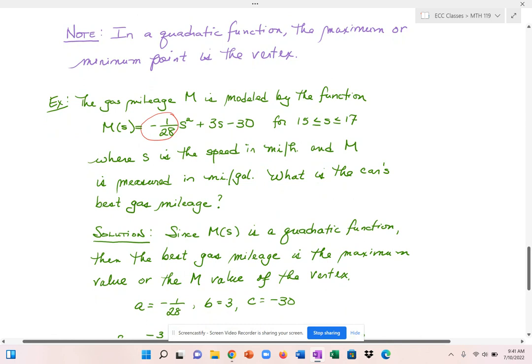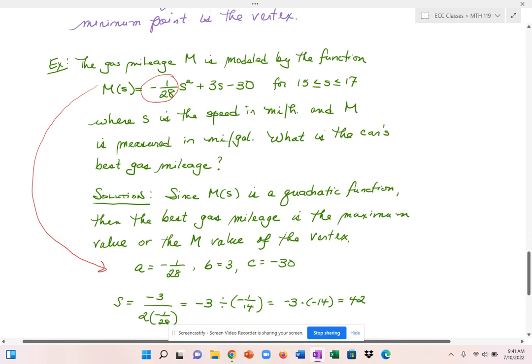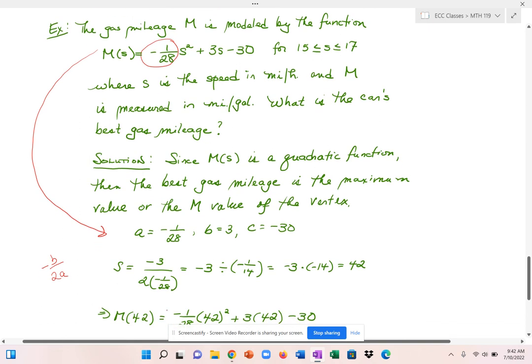So a is equal to negative 1 over 28. I'm picking out this information from here. b is 3 and c is negative 30. So s is equal to, and now I'm using the formula, negative b over 2a. So that'll be negative 3 over 2 times negative 1 over 28. The 2 and the 28 leaves me with negative 1 over 14. So this is negative 3 divided by negative 1 over 14. And remember, with fractions, you change division to multiplication and take the reciprocal of the second one. So it's negative 3 times negative 14, which gives me 42.